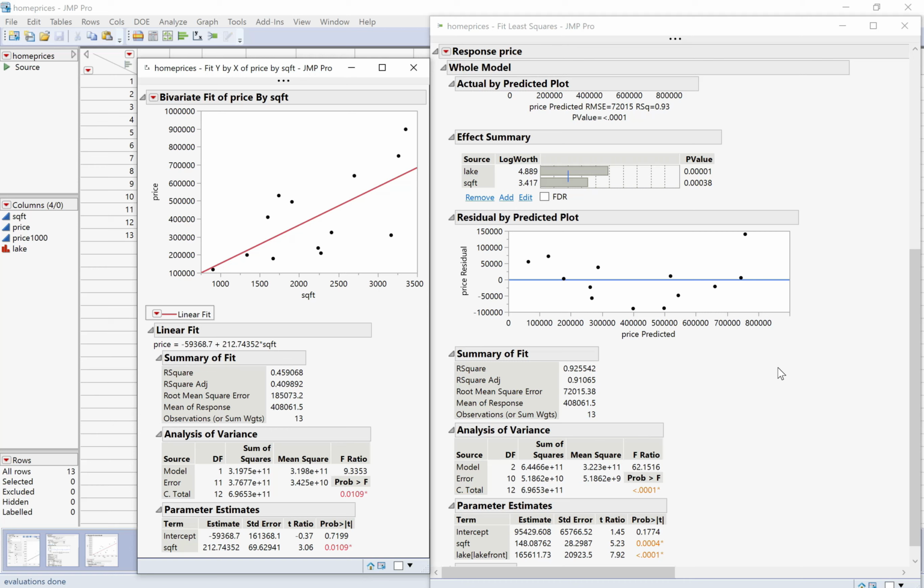Let's start off by comparing the summary of fit. Now that we've accounted for location, our R squared is higher than it was before, 0.925. So 92.5% of the variability in prices is explained now, whereas it was less than half the variability in prices that was explained just based on size alone. We also see that the root mean square error is smaller. That means that the typical size of a prediction error is smaller than it was before. That's another way of saying that the predictions from our model are more accurate. We have less unexplained variability.